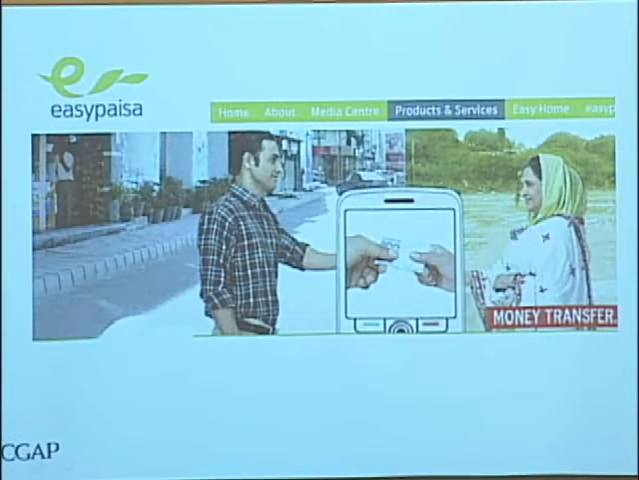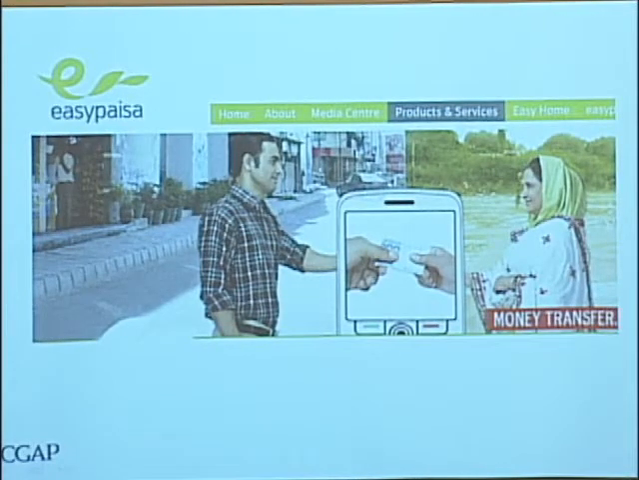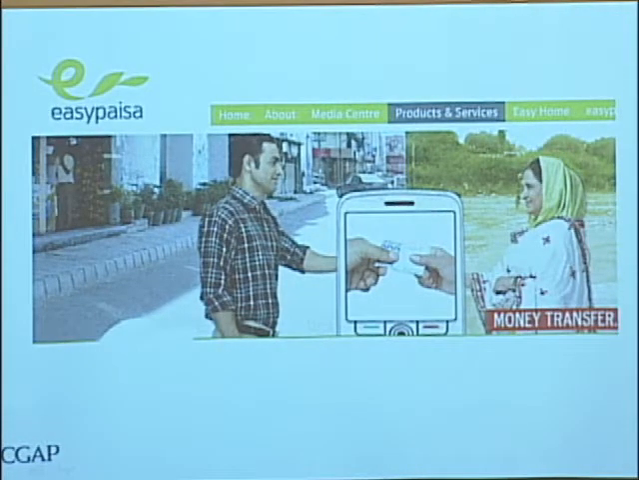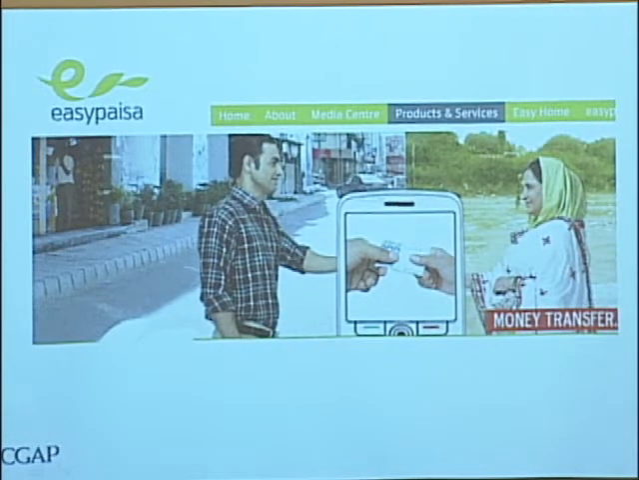That translates into easy money. Easy money. That's why I said it's an unfortunate name, but apparently, I don't know if you guys are familiar with mobile network operators, they spend a lot of money on branding and marketing. They're largely marketing companies, and they spend a lot of money figuring that out.